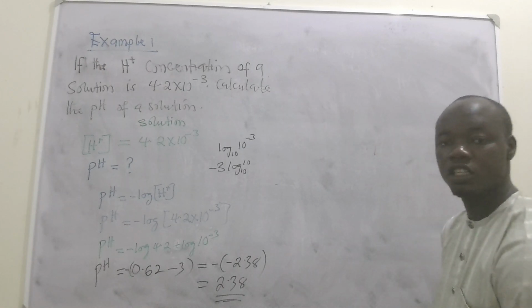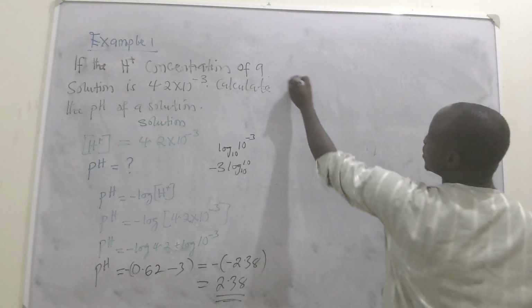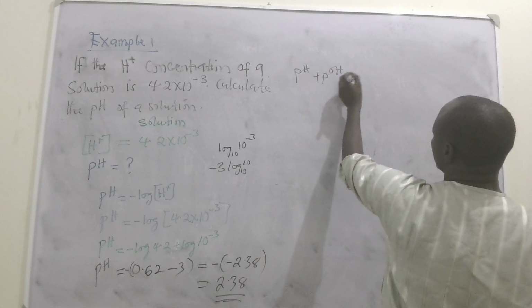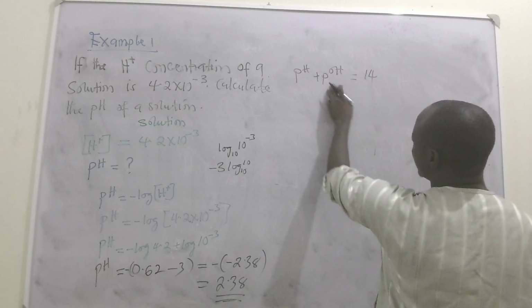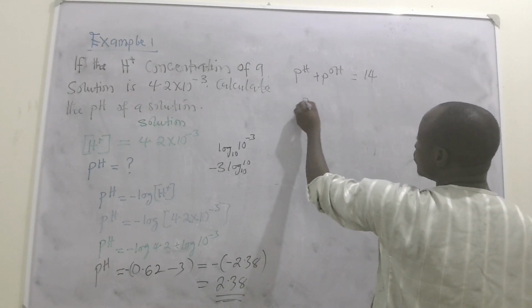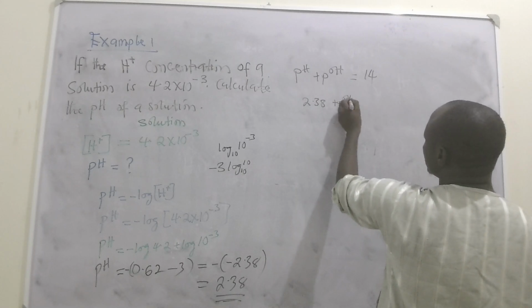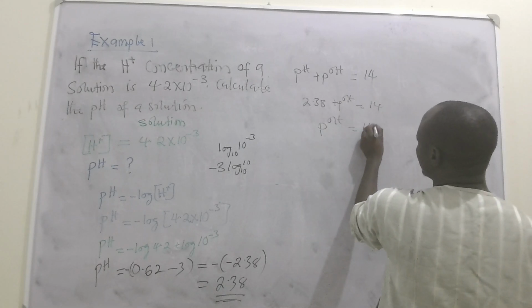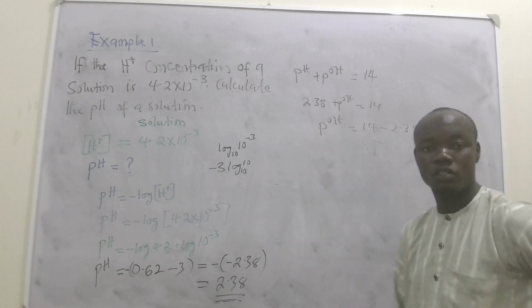And of course, as I said, from pH we can calculate pOH. We know that pH plus pOH equals 14. So since we have our pH, we can calculate our pOH by saying 2.38 plus pOH is equal to 14. So pOH is equal to 14 minus 2.38. Whatever you get is your pOH.